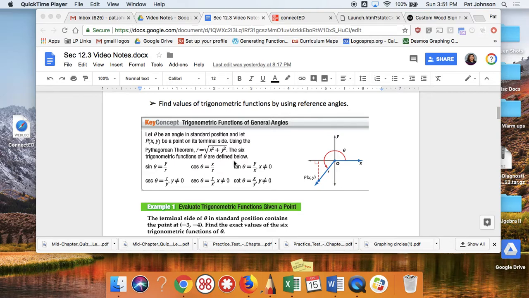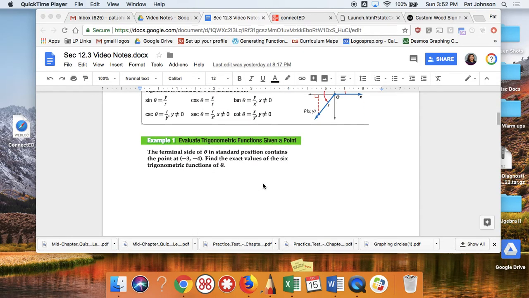All right, the six trig functions of theta. Sine of theta uses this angle right here, and we use y, which is opposite, the y coordinate, over r. Cosine is adjacent, which is x over r, and tangent is simply y over x, where x can't equal 0. Then the other three are the reciprocal functions, so there's just a reciprocal of those. Here y can't equal 0 and x can't equal 0, because we can't have a 0 in the denominator.